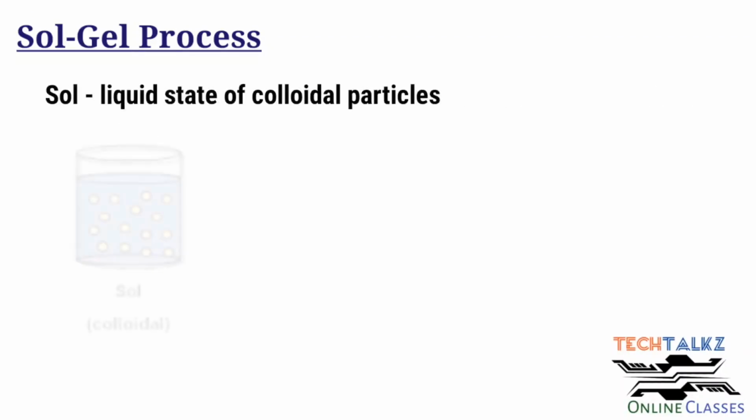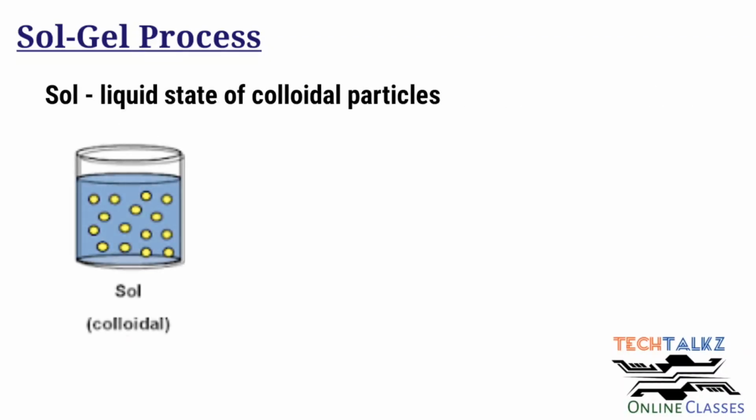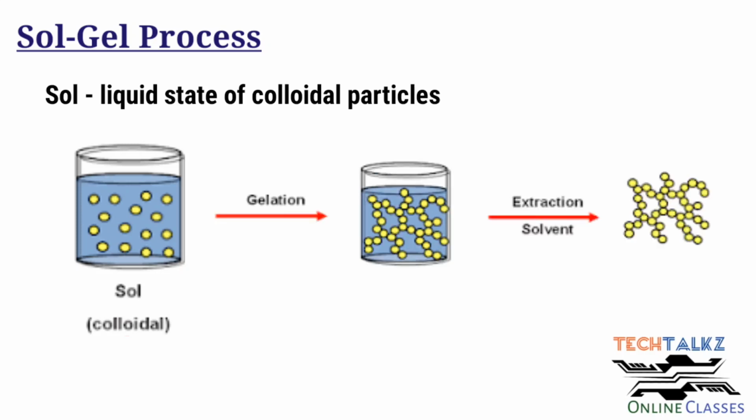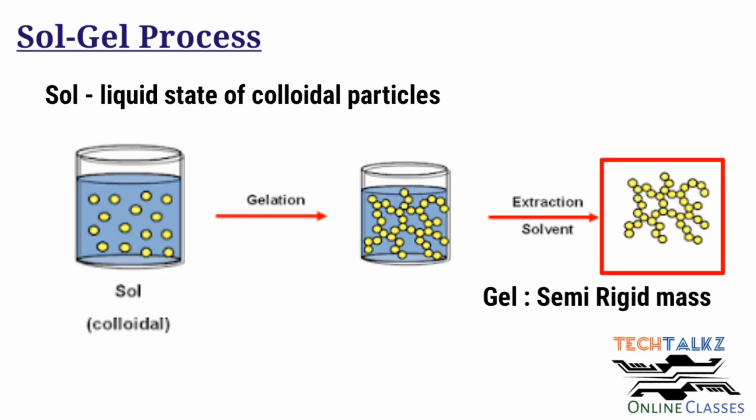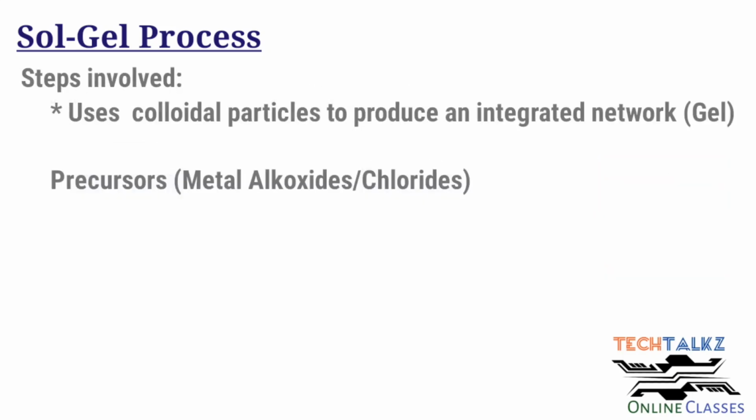The sol means it is a liquid state of colloidal solution. It is a colloidal or molecular suspension of solid particles or ions in a solvent. The solvent from the sol begins to evaporate, and the particles or ions are left behind to join together in a continuous network, and this semi-rigid mass, the jelly-like stage of colloidal solution, is called the gel.